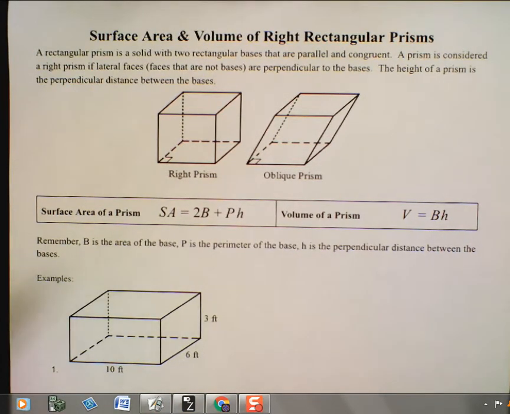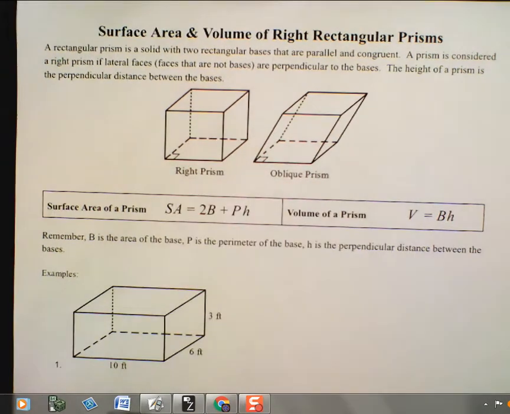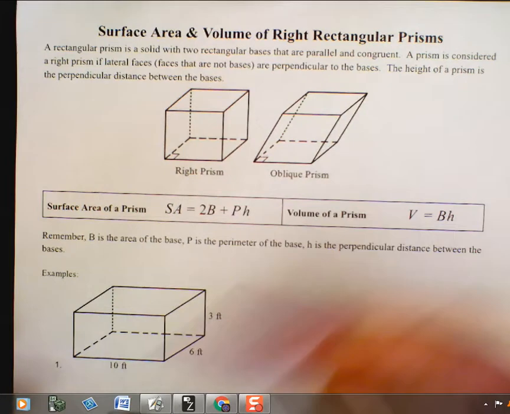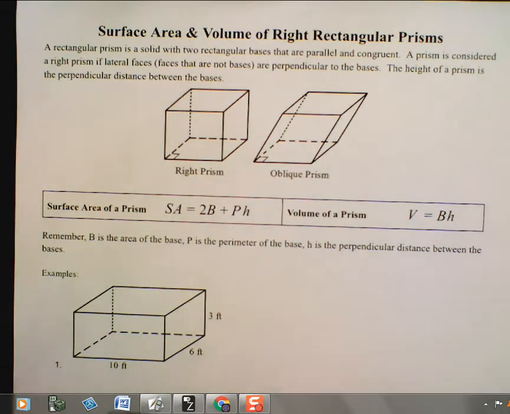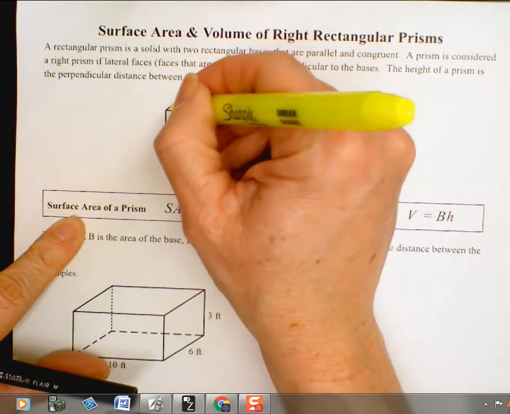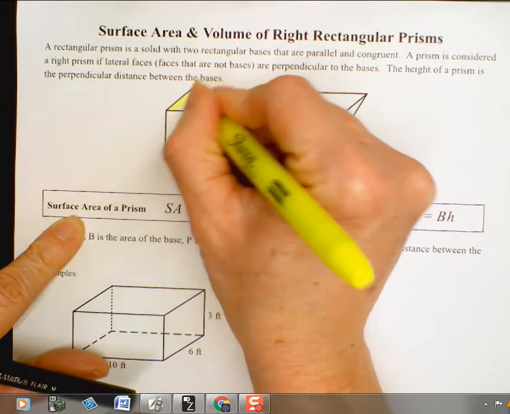It does not matter which pair of faces you choose, so long as they are parallel and congruent. The other faces, of course, will still all be rectangles. Most oftentimes, people will choose the top and the bottom, but it does not matter which pair you choose. So in the case of what I'm going to be looking at here, I'm going to use the top and the bottom as the bases in this case.